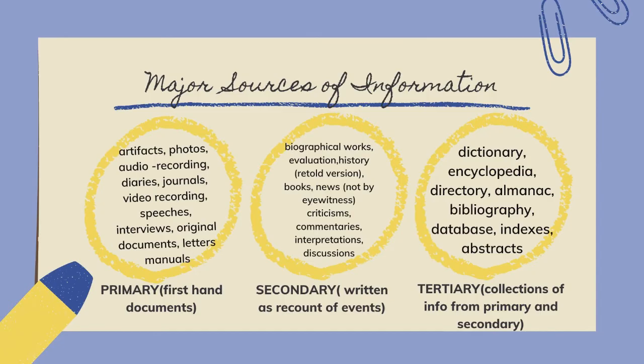Next is secondary. These are written as recount of events. Examples are biographical works, evaluation, history, or the retold version, books, news, which are not by eyewitness, criticisms, commentaries, interpretations, discussions. And the third one is tertiary, or the collections of information from primary and secondary. This includes dictionary, encyclopedia, directory, almanac, bibliography, database, indices, abstracts.